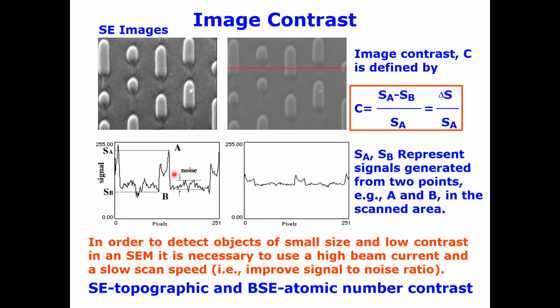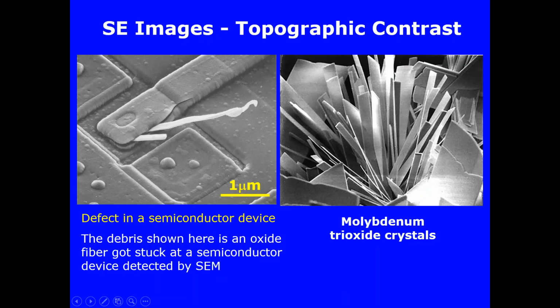And this is the secondary electron topographic and backscatter electron atomic number contrast. So the secondary electron image gives topographic contrast. Here you can see two different images that have been taken with the help of secondary electrons, by using the secondary electron feature in SEM.